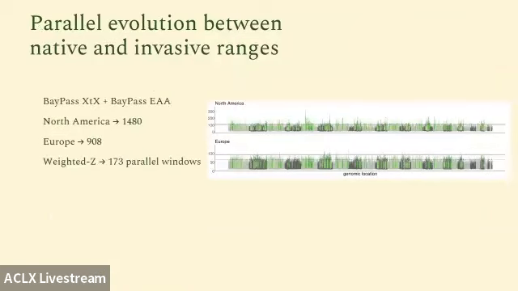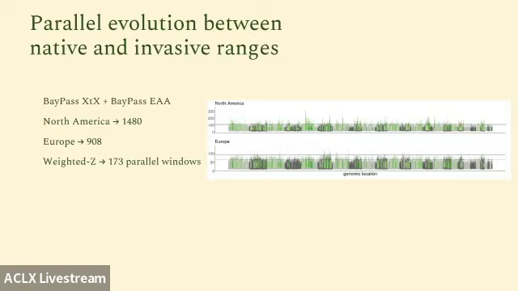But what we then wanted to do was to have a slightly finer resolution look at what selective processes might be happening across the genome of ragweed. And in particular, we wanted to look at parallel evolution and rapid adaptation. And so using BayPass, after correcting for population structure, we took an overlap between XtX, which is the FST-like statistic, and environmental allele associations, and found that for both of those in North America, there were 1,480 windows that were significant. And in Europe, there were 908.